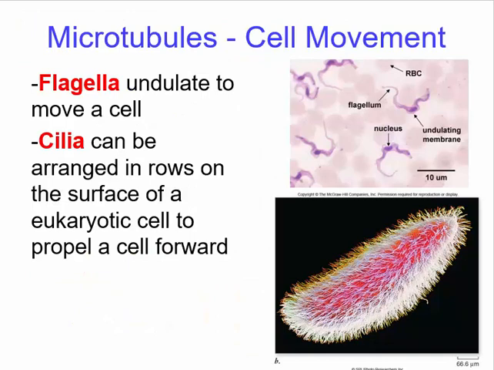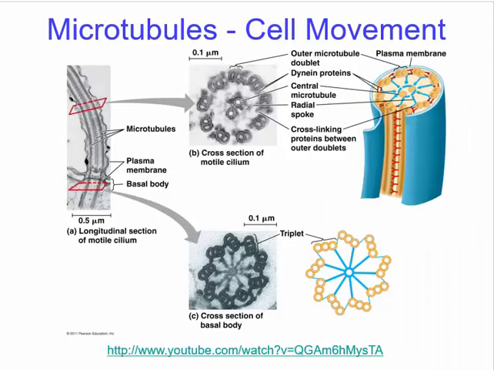Another place that you see microtubules is in flagella and cilia. And flagella and cilia are important for movement of eukaryotes. So cilia tend to be shorter and move in sort of a beating-like fashion, whereas flagella kind of whip around and undulate. But yes, they're made out of microtubules. Here's what that looks like. It looks similar to those centrioles.